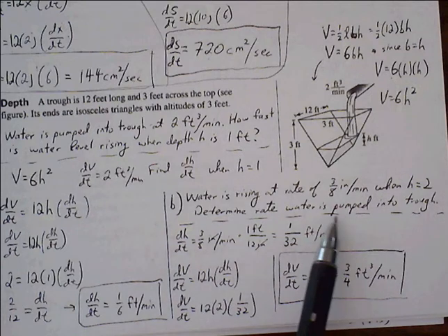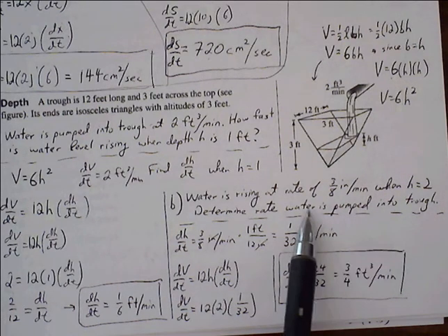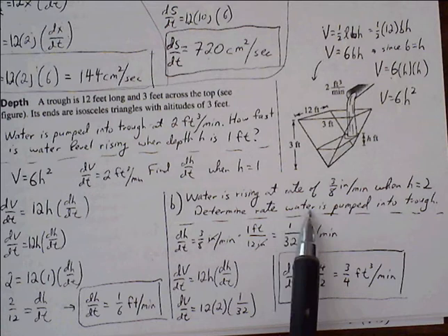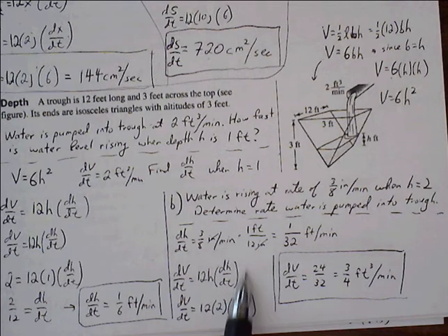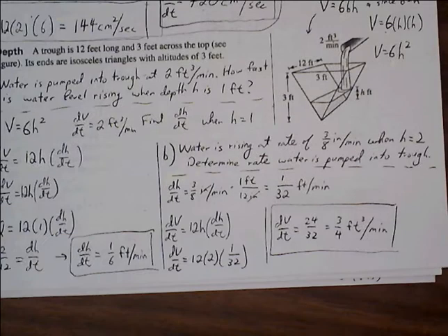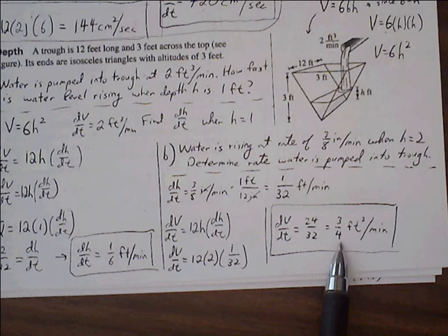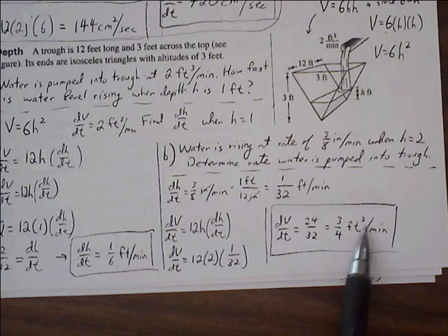Determine the rate at which water is pumped into the trough. This is a volume, so we're looking for dV/dt when h is 2. So we can go ahead and make our substitutions. dh/dt is 1/32, h is 2, and then we can just solve for dV/dt. 12 times 2 is 24. 24 divided by 32 reduces to 3/4. We're dealing with the rate of change of volume, so this is going to be cubic feet, but it's also a rate, so cubic feet per minute.